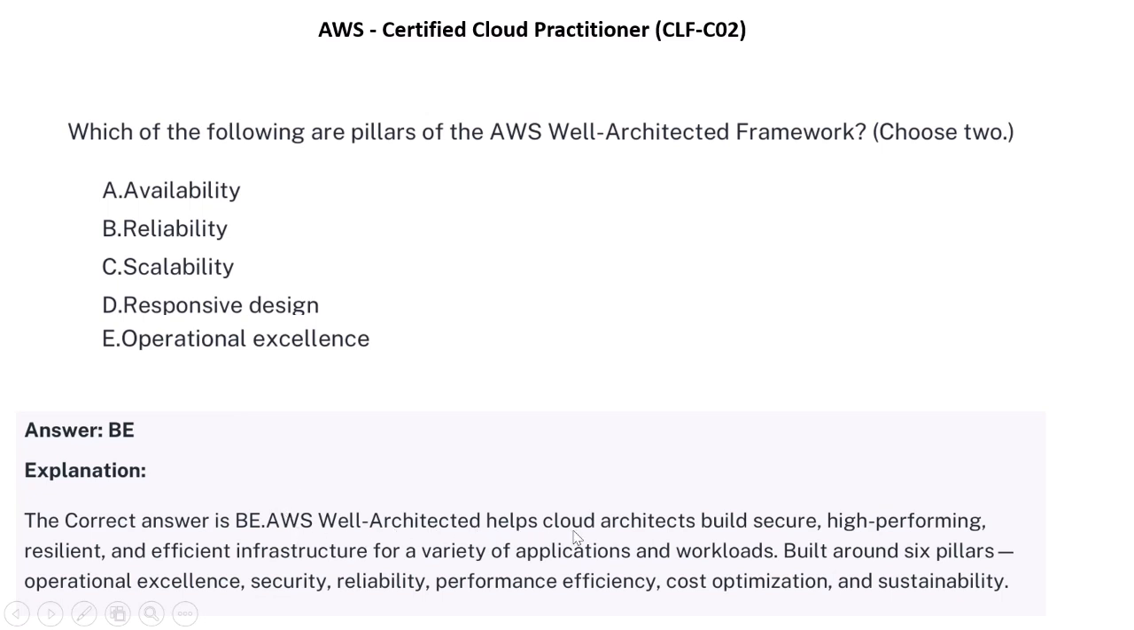AWS Well-Architected helps cloud architects build secure, high-performing, resilient, and efficient infrastructure for a variety of applications and workloads built around 6 pillars: operational excellence, security, reliability, performance efficiency, cost optimization, and sustainability.